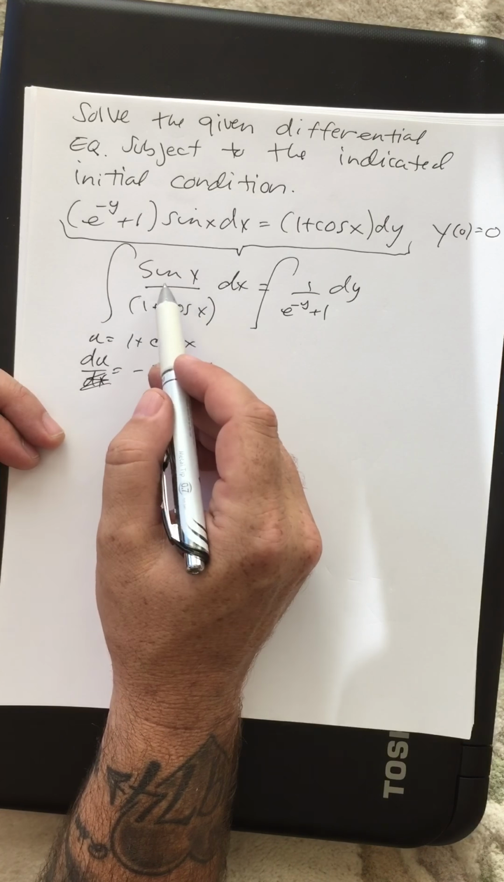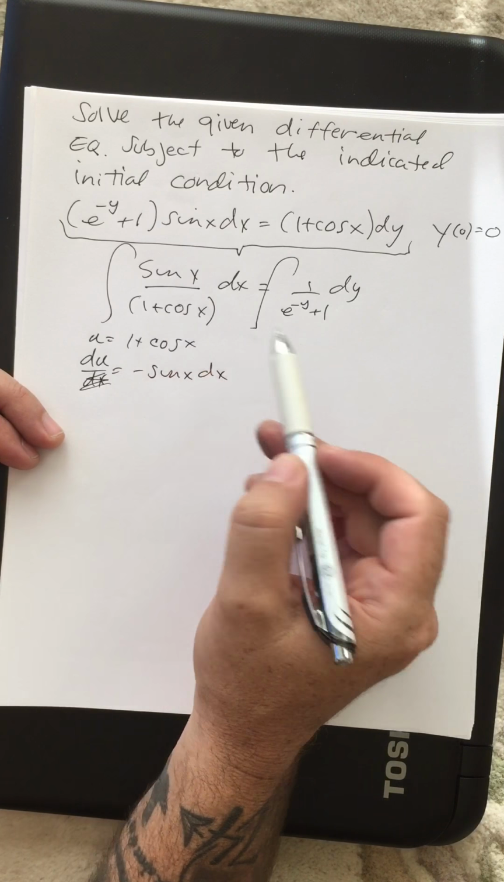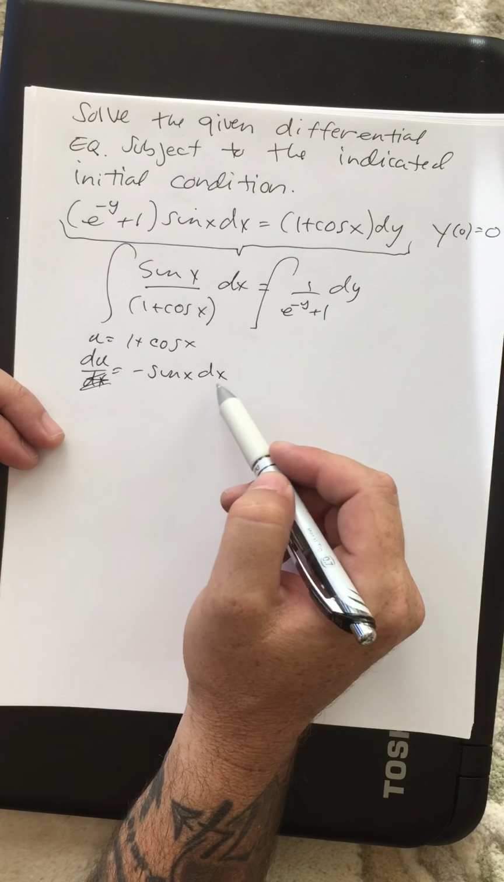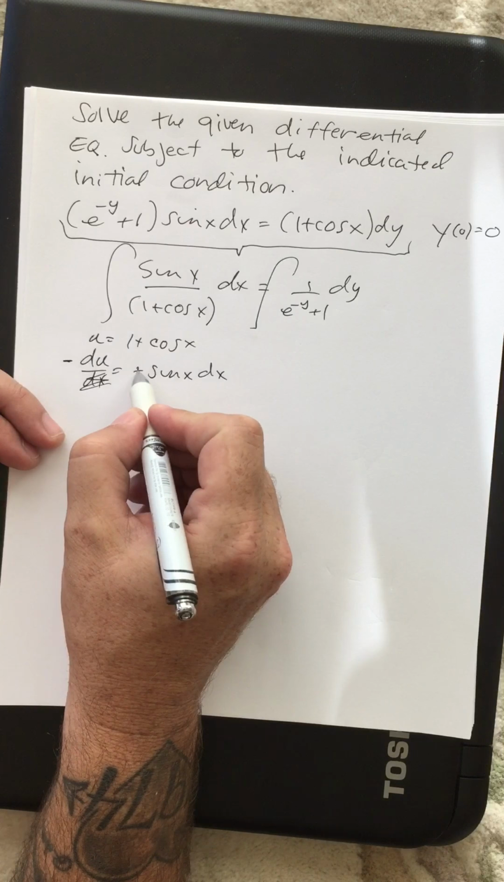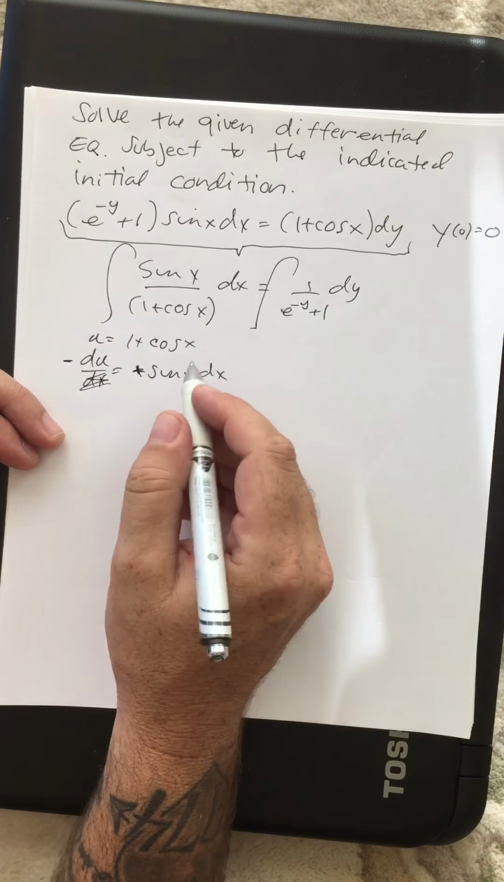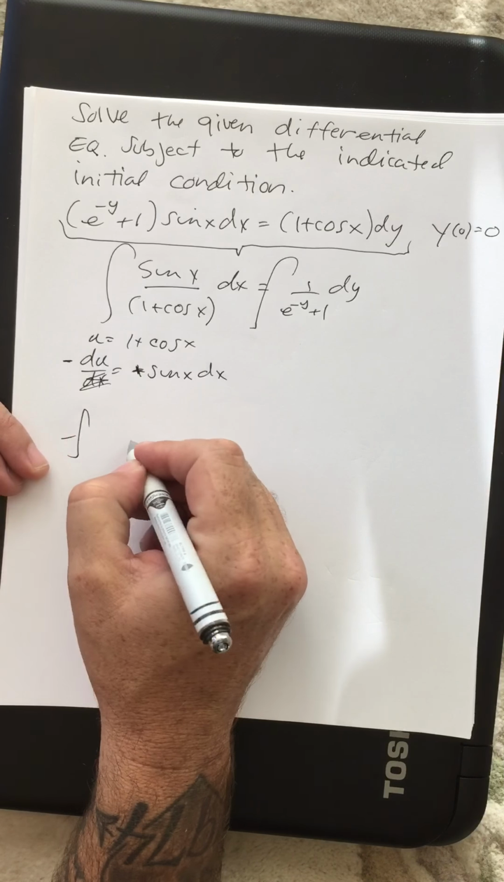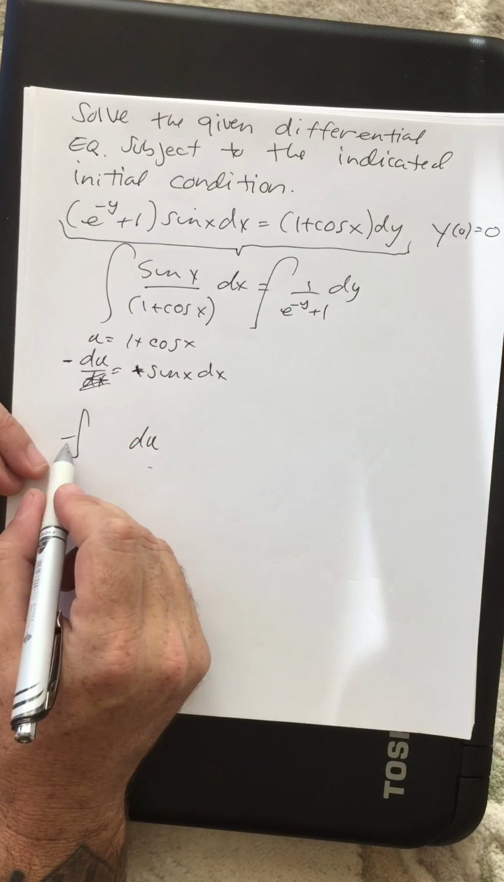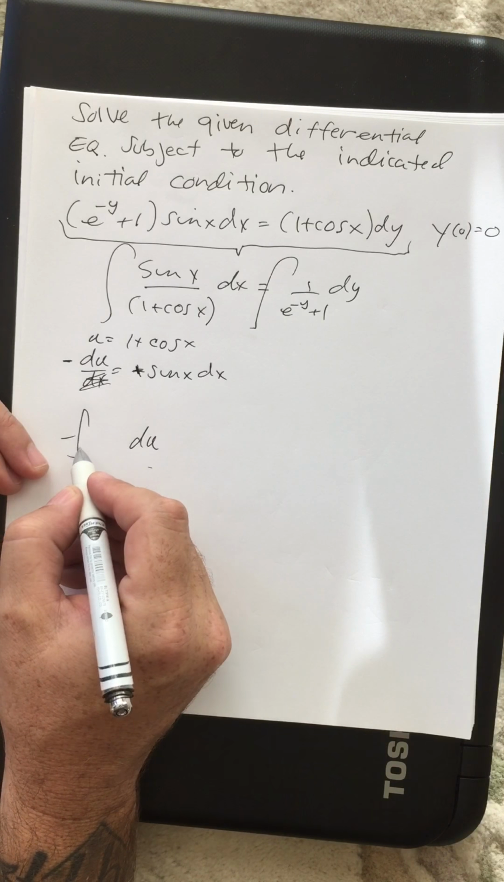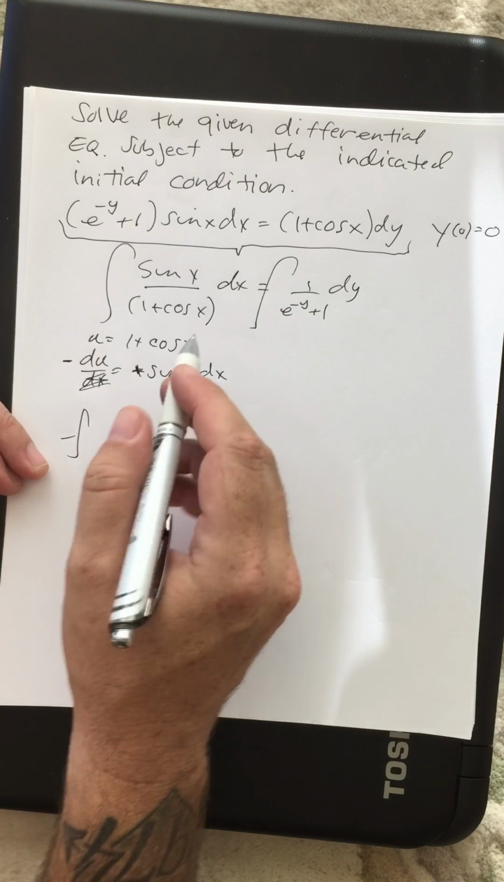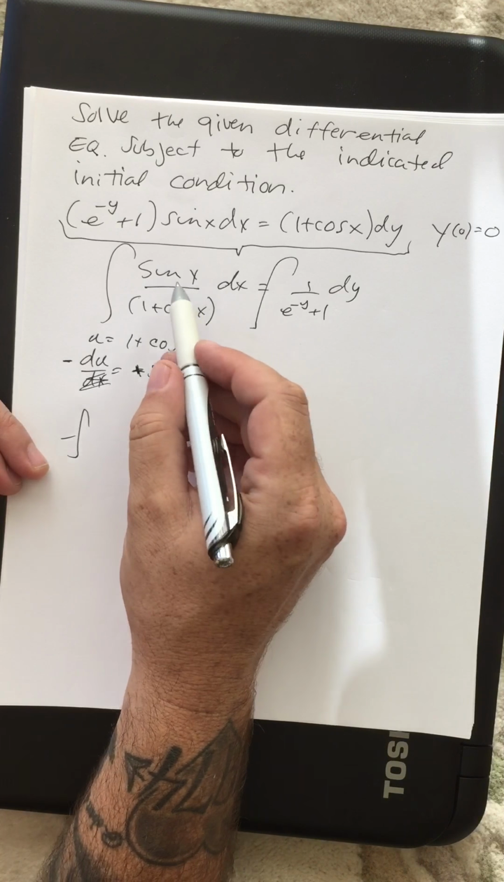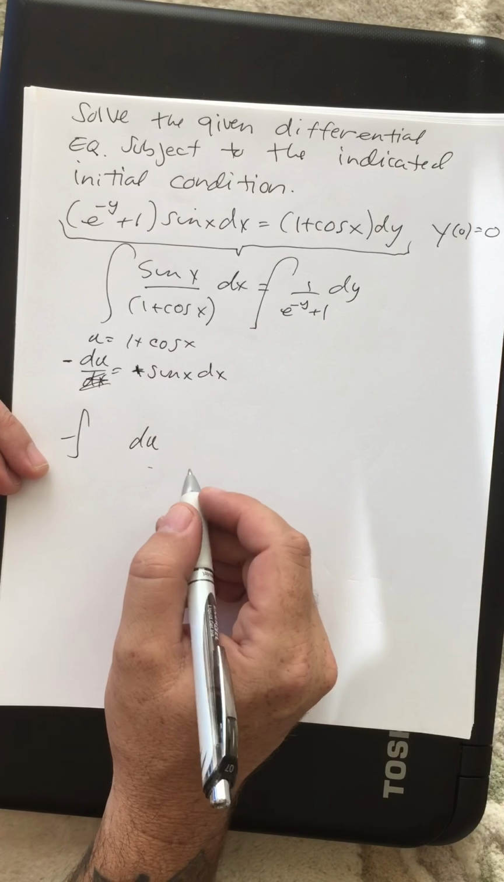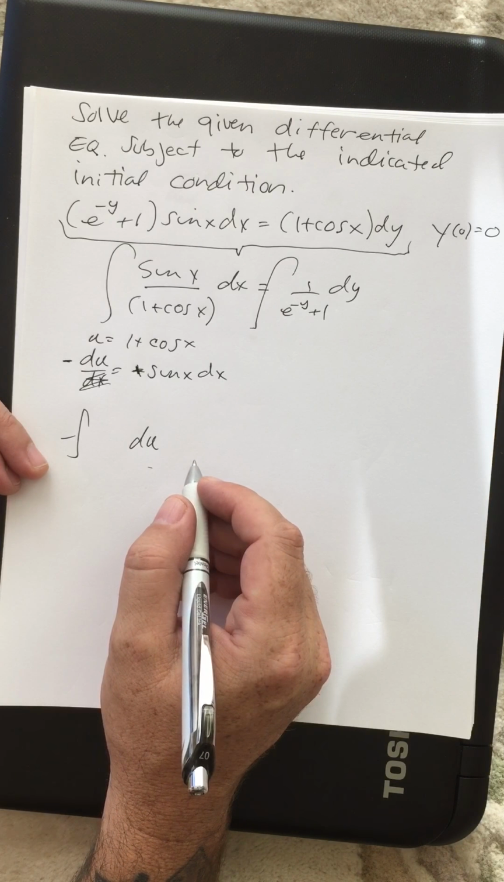But what do we have here? We have a sine x dx, not a negative sine dx. So multiply this by negative 1, which will change that to a positive. Now we have, given the negative in the du, which I just took outside the integration, sine x dx. And we have sine x dx. There you go. So that's looking good so far.